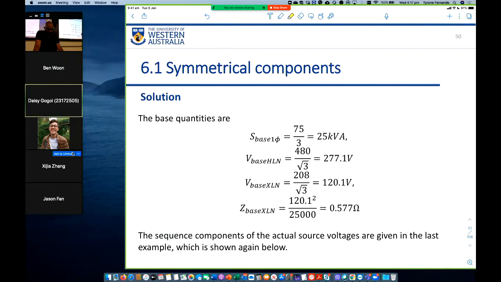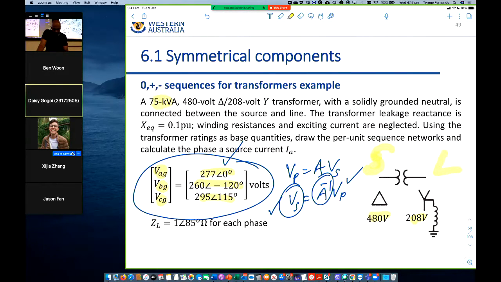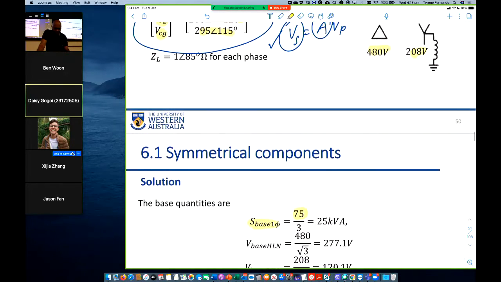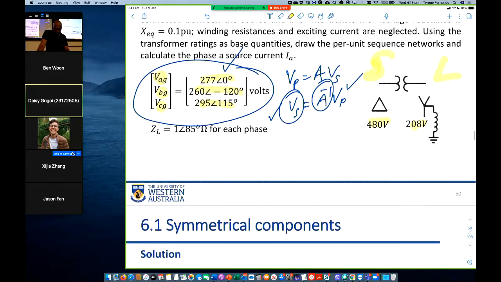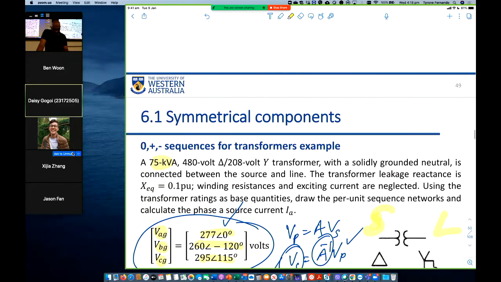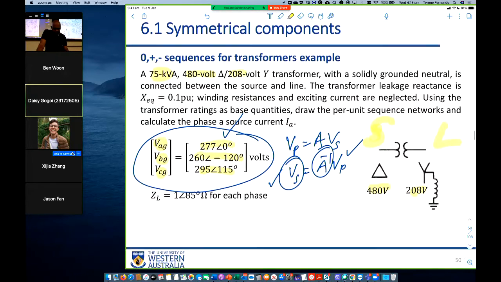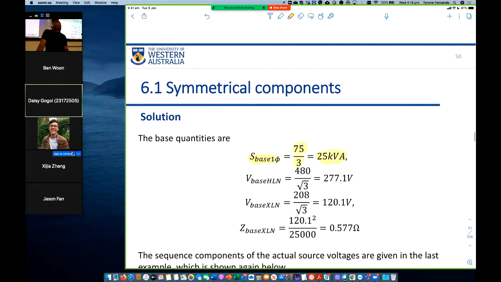So the base quantities: single phase power, apparent power is 75 kilovolt amps divided by 3, so 25 kilovolt amps per phase. On the primary, line to line voltage is 480, and the secondary 208. So on the primary side, line to neutral is 480 divided by root 3. On the secondary, 208 divided by root 3.